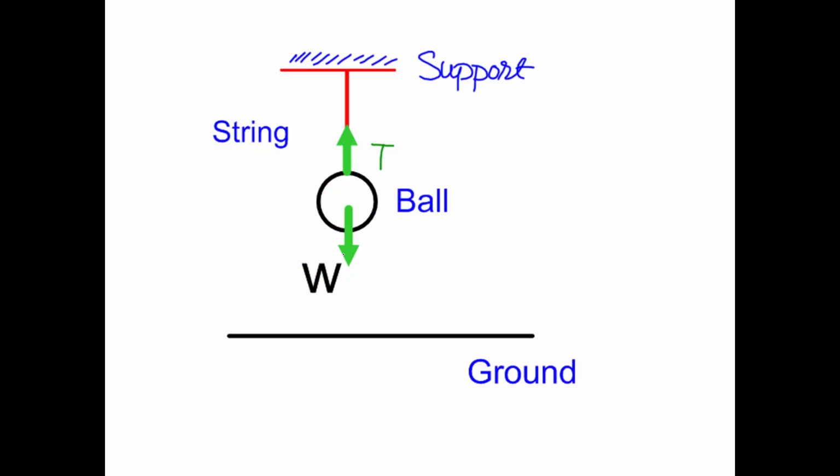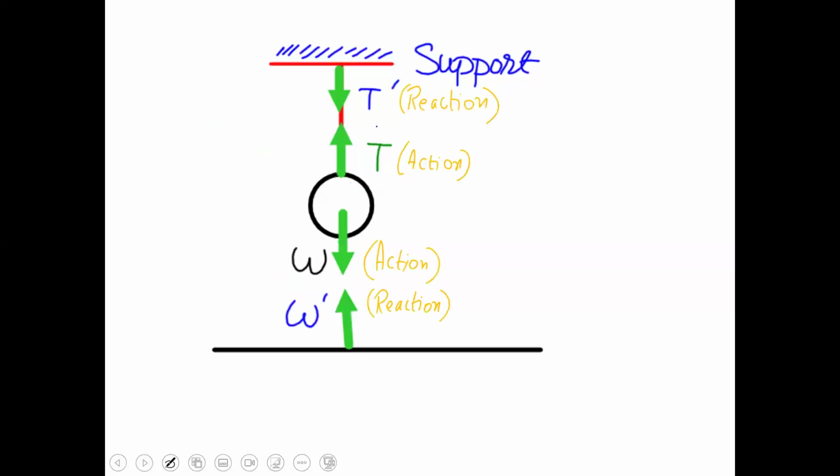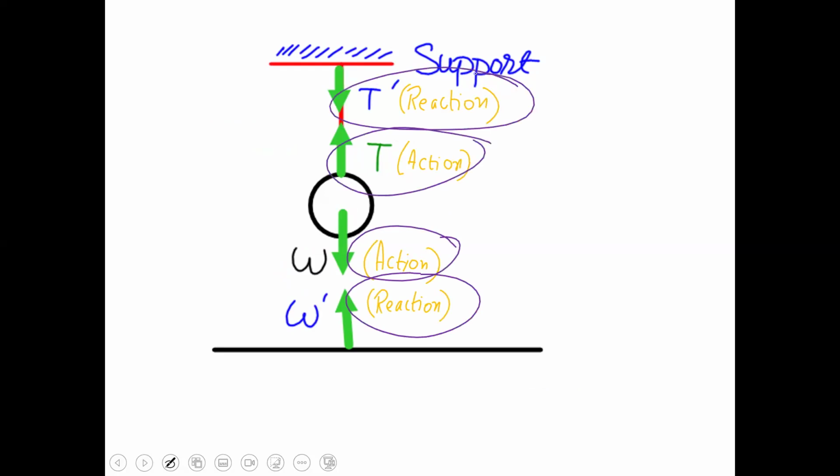Now look at this. Many people wrongly think that the weight and tension are action-reaction. They are not. Why? Because the action and reaction should be of the same kind. The weight is the action force and W prime is the reaction. Newton said that the reaction of tension should be another tension. So this is a very interesting rule of A level: in one string, there are two tensions, one at the ball connection and one at the support connection.